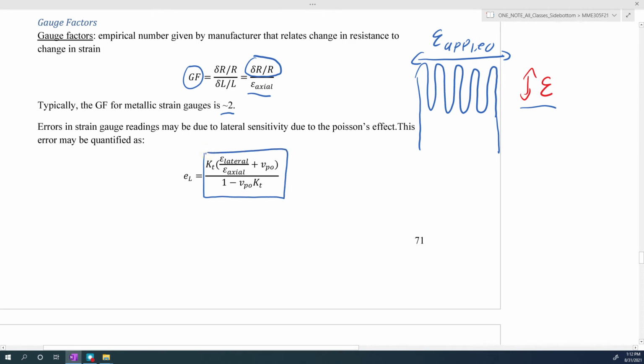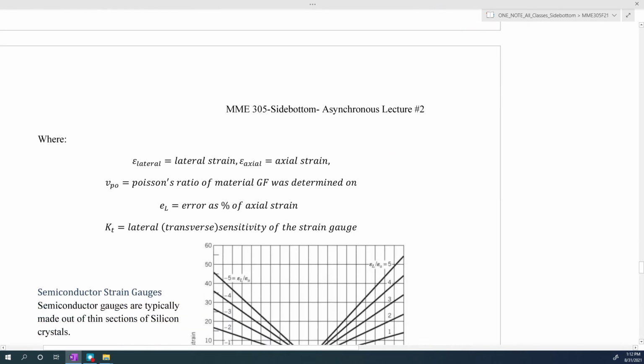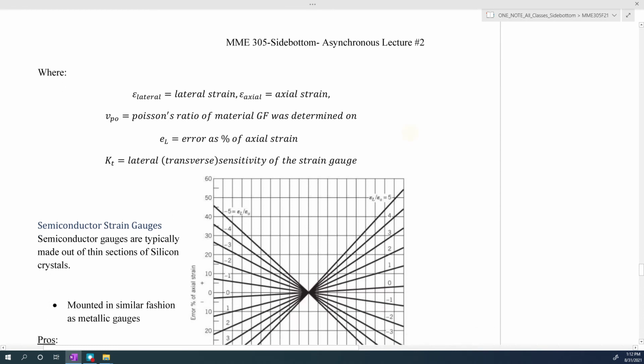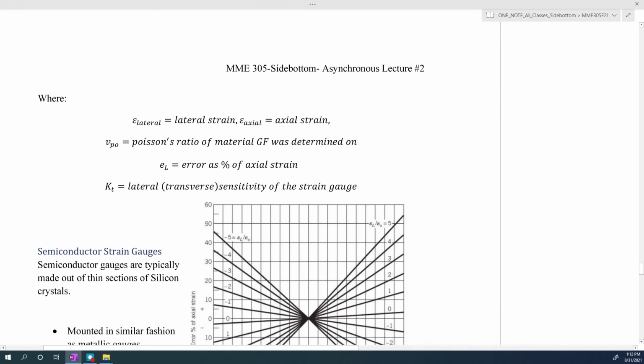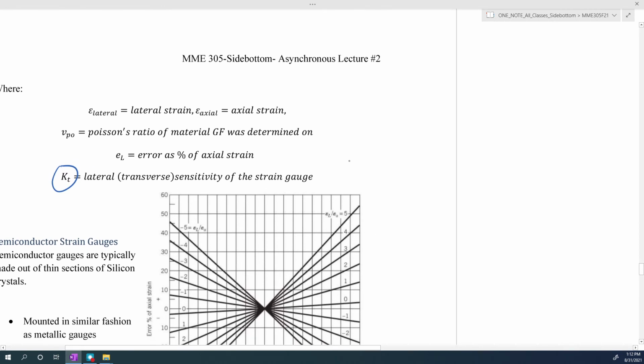It helps to know what the actual axial strain is, what the lateral strain is, what the Poisson's ratio is of the material the strain gauge was calibrated at, and what the lateral sensitivity of our strain gauge, KT, is. The definitions are all written here, and the last thing we need is this KT value. In order to determine the KT value, we can use this chart down here.